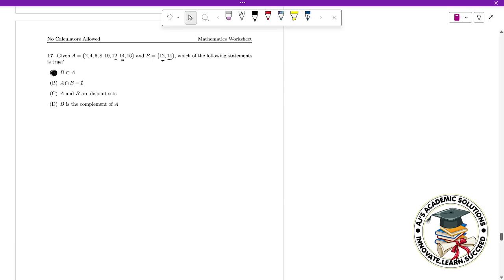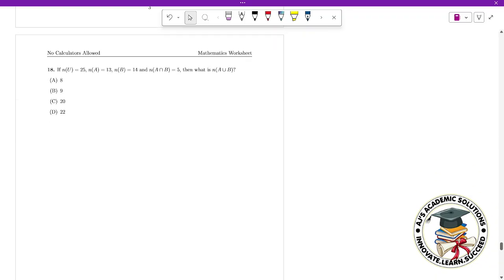Moving on to the next question, what we have now is: if the number in the universal set is 25, the number in set A is 13, the number in set B is 14, and the number in A intersect B is equal to 5, then what is the number in A union B? So this is a little bit of a lengthy approach you have to use for this one, so let's just get into it.